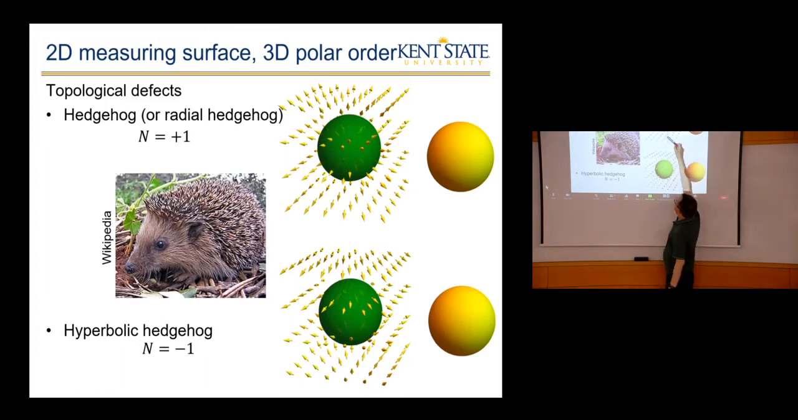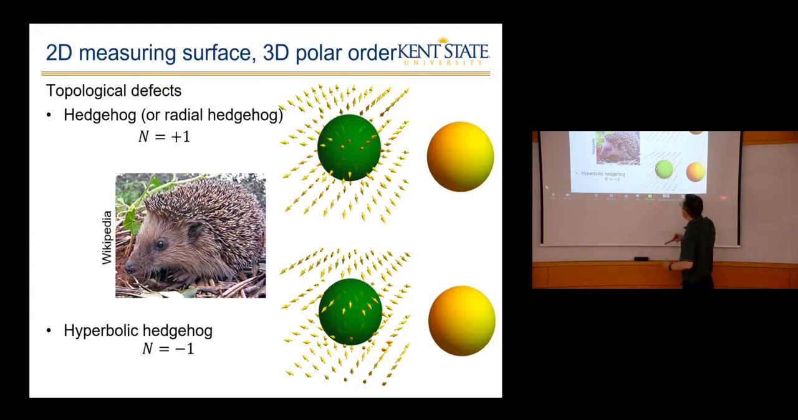Okay. Now, the orientation on the sphere here: the south pole maps to the bottom, north pole maps to the top, right? You cover every point on this sphere exactly once in a positive sense. So if I take my integral for the topological charge, it adds up to 4 pi, and then divided by 4 pi means plus 1. So this is then considered a positive defect in this sense for a two-dimensional measuring surface.